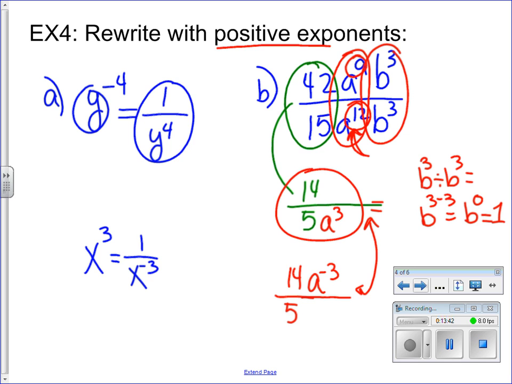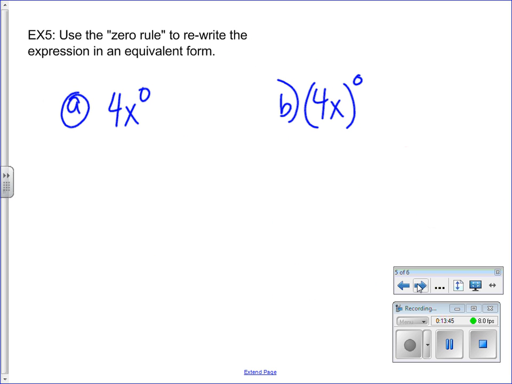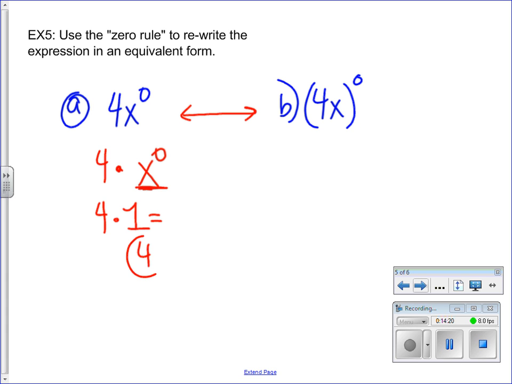Okay, guys, we have one more example, which has 2 parts, but this is pretty quick. Use the 0 rule to rewrite the expression in equivalent form. Well, this is what we just talked about, when 0 is an exponent. So here we have 4 times x to the 0 power. With these 2 examples, common misconceptions come up all the time. X to the 0 power, we just said anything to the 0 power is 1. So this becomes 4 times 1, which is just 4.